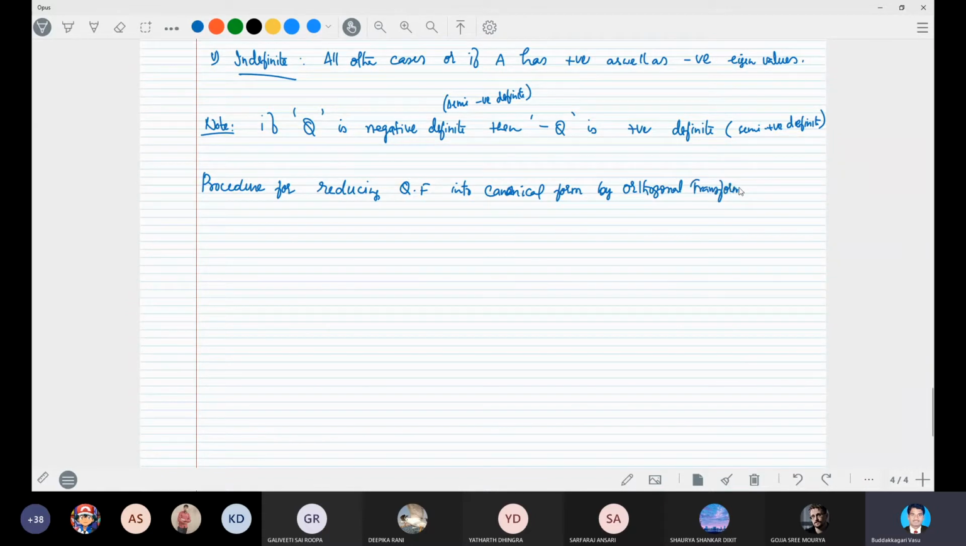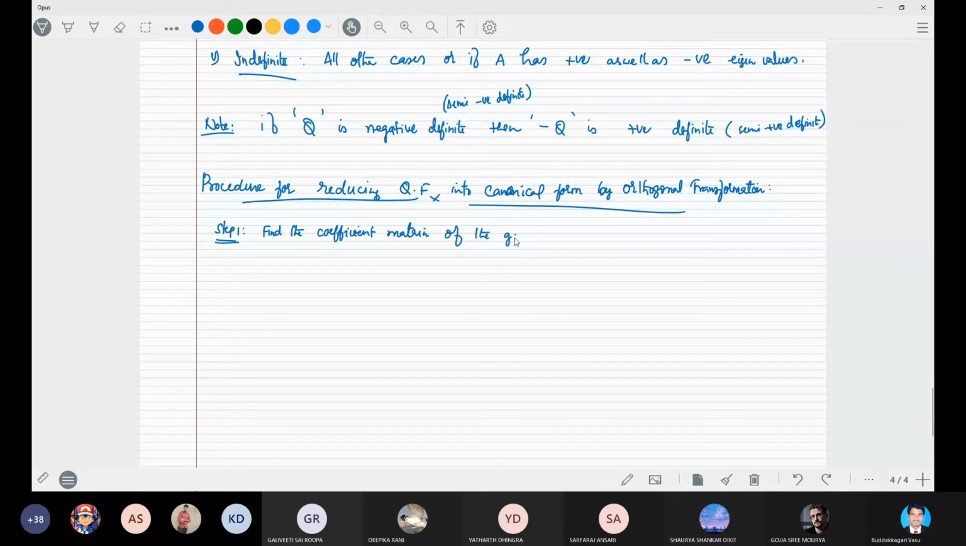Step 1: first find the coefficient matrix of the given quadratic form. Okay. Step 2: find the eigenvalues and the corresponding eigenvectors of the coefficient matrix A.